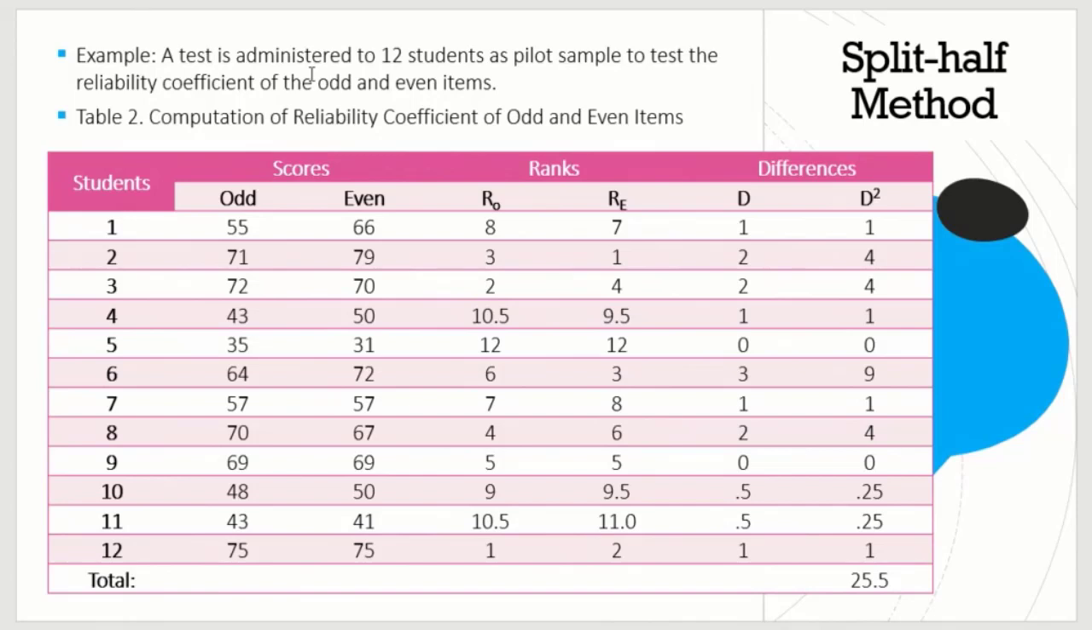A test is administered to 12 students as a pilot sample to test the reliability coefficient of the odd and even items. So this is the table, or these are the data that we have on this matter. You have 12 students, and there are their scores, and we divided the scores into the odd and the even items. And then we have to rank the odd group and then the even group. That is why there is rank O and rank E. By the way, guys, I will probably not do it manually because yesterday, I already showed you how to rank.